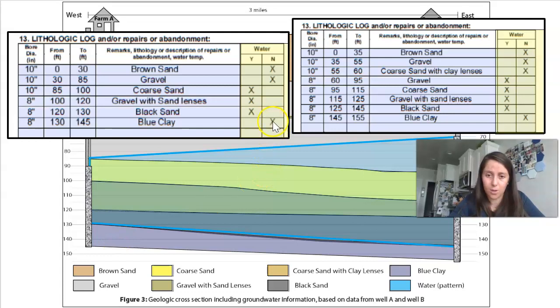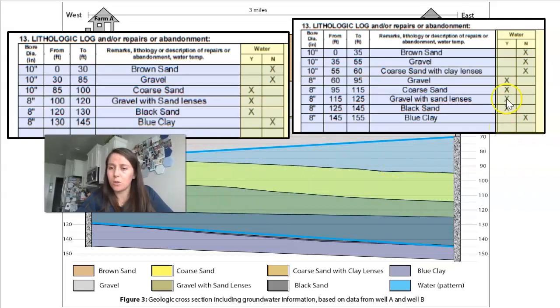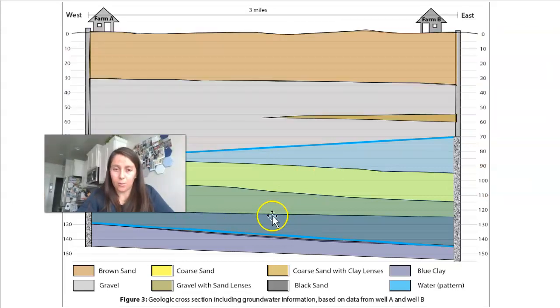No water. Okay, and they found water for farm B in the gravel, coarse sand, gravel with sand lenses, and black sand, but not the blue clay. So here the water doesn't go below the blue clay, but it goes above those other four formations. Again, it doesn't go above 70 because that's where it pretty much stops being continuous. It stops being saturated there. Okay, so that's pretty much the resulting graph that you are to work with for the following questions.